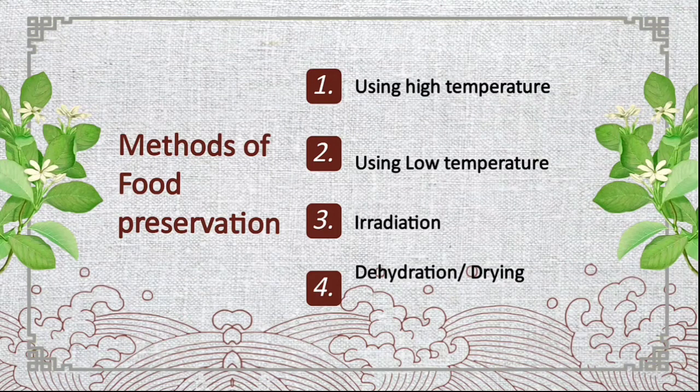In this presentation, we will discuss 4 subheadings of methods of food preservation. Number 1, preservation using high temperature. Number 2, preservation using low temperature. Number 3, irradiation. Number 4, dehydration or drying.